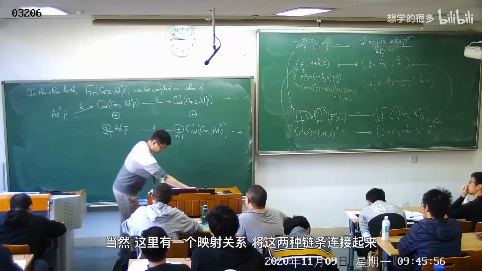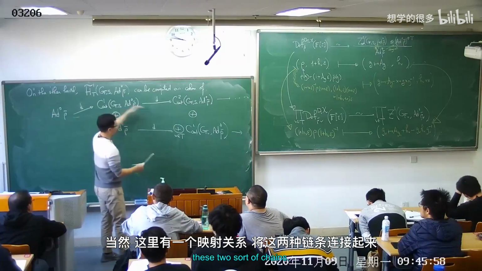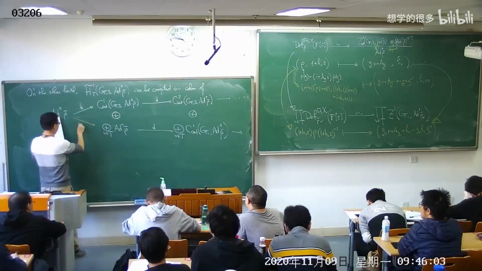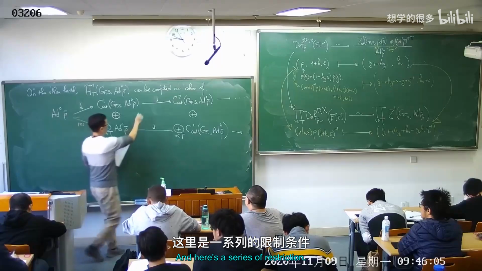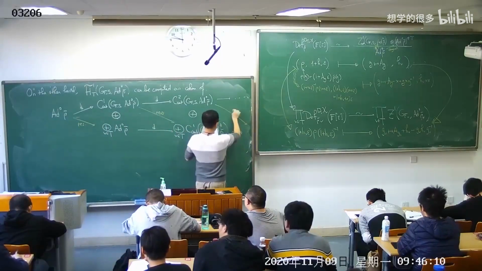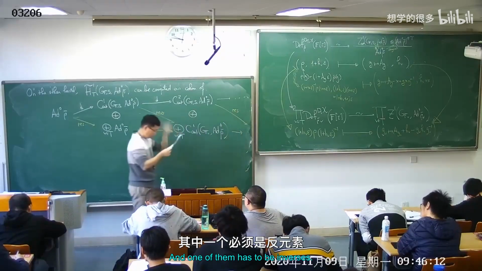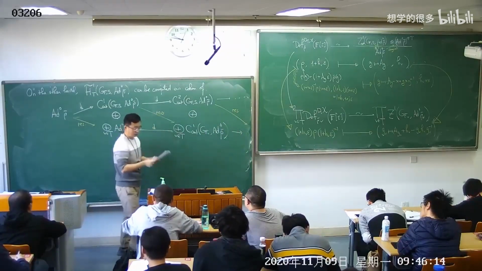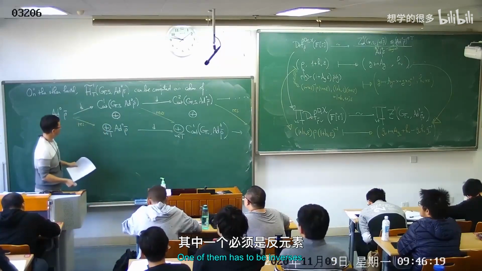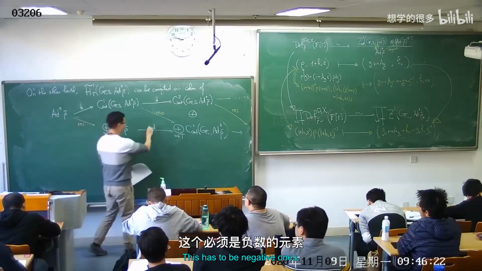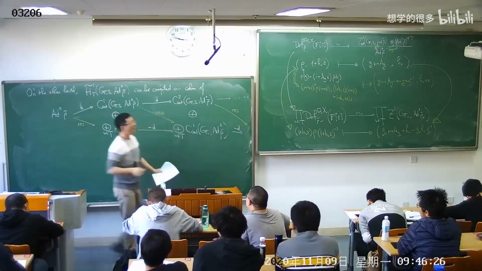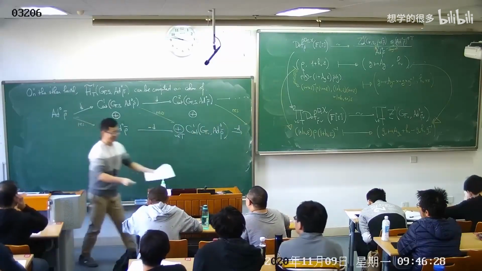And of course, there are maps linking these two chains. So this is a restriction map. And here's a restriction map. And here's some restriction map. And one of them has to be inverses. Shoot, I forgot which one. One of them has to be inverses. Oh, I think I remember. This has to be the negative ones. Okay, good. Luckily, I remembered.